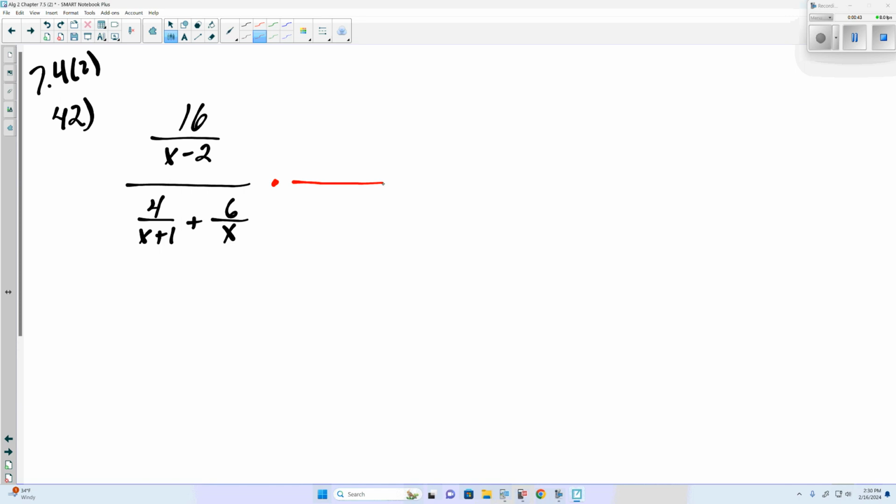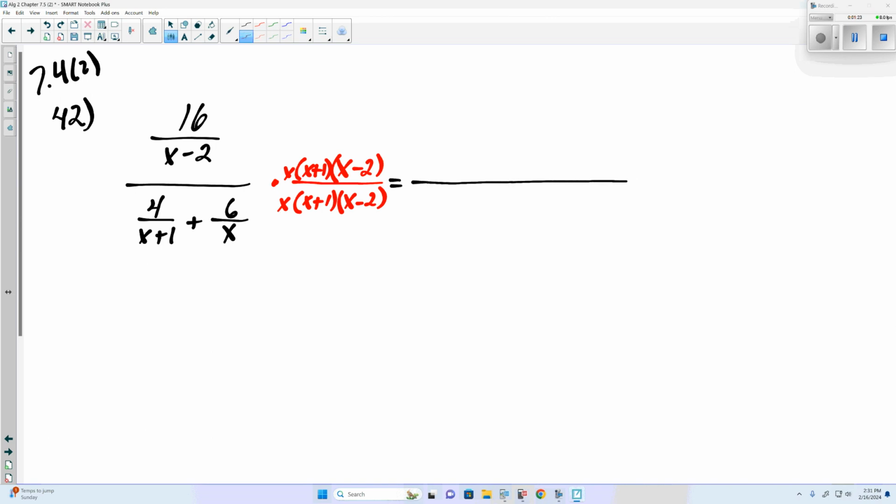So we're trying to simplify this complex expression. Now we need to see what we need to multiply the whole thing by to get the fractions to simplify out. Well, for the top, we would need x minus 2. For the denominator, or the bottom part of the fraction, we would need x plus 1, and we would also need x. Since all three denominators have different things, we need all three of these here.